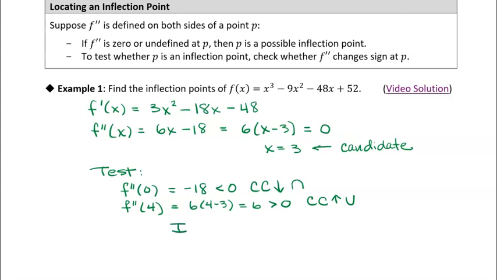So I'm just going to write IP. Sometimes I abbreviate inflection point as IP, at x equals 3. Okay? All right, I'll meet you in the next video for the next example.